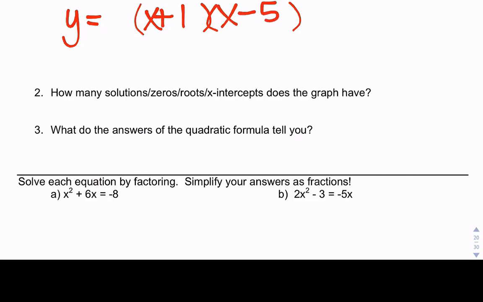If it's twice as skinny, it's like saying the slope is 2. And if it opens down, we'll stick that negative in front. So if we take a look at this, since it's in factored form, you should be able to realize that there are two x-intercepts, plus it tells you right here. The x-intercepts are -1 and 5, so it has two solutions.